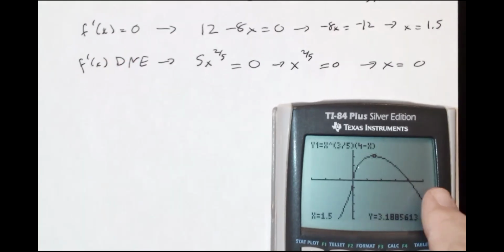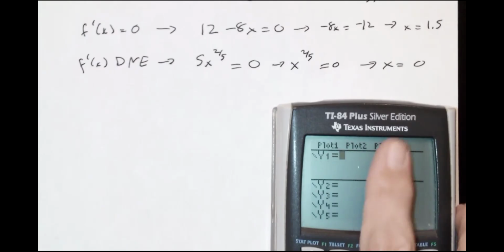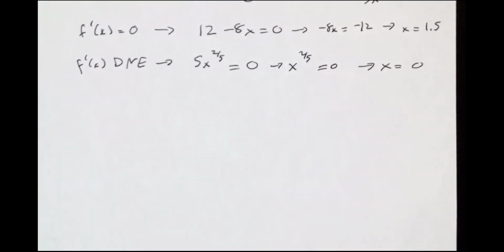Same thing over here on the right side. It's going down as I go off to the right. If there was a minimum somewhere, I'd have to turn around. These are the only places. Questions?